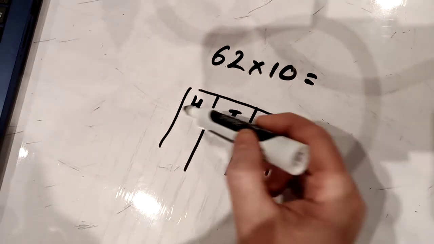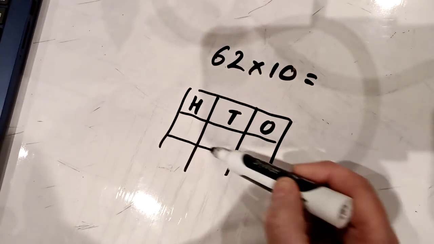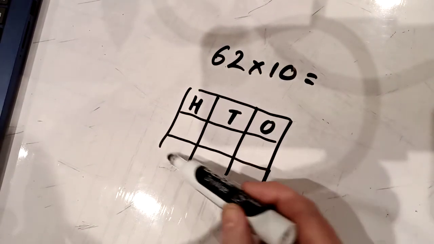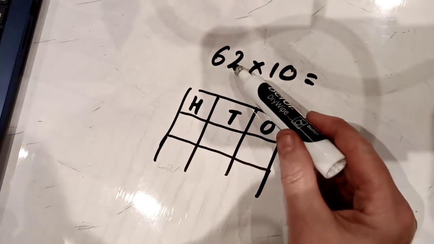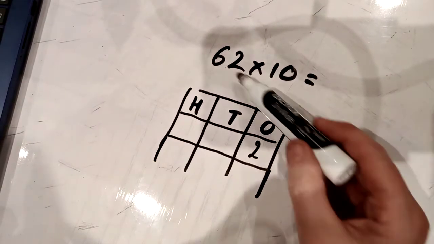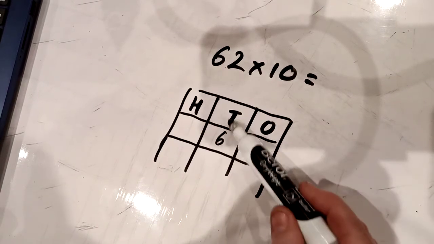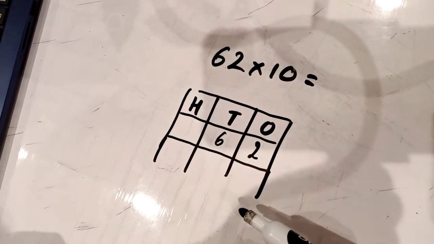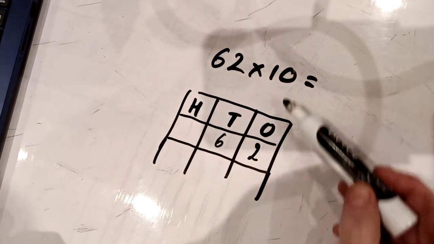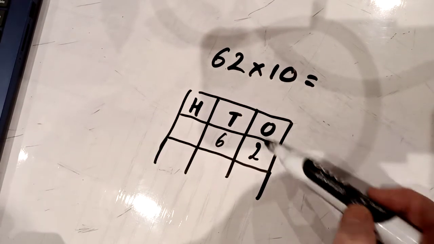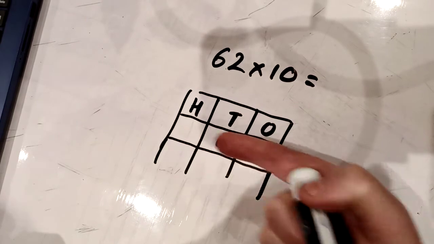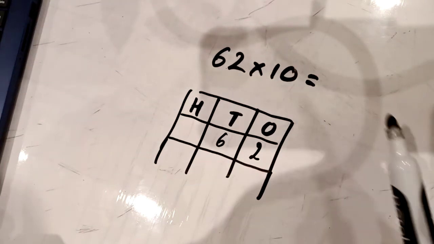That's the place value grid. And I've got to put 62 into it, haven't I? So here we go, 62. Well, that's 2 ones. And that's 6 tens. So 62 is 6 tens and 2 ones. Happy so far? Now I'm going to make it 10 times bigger by moving my digits that way.